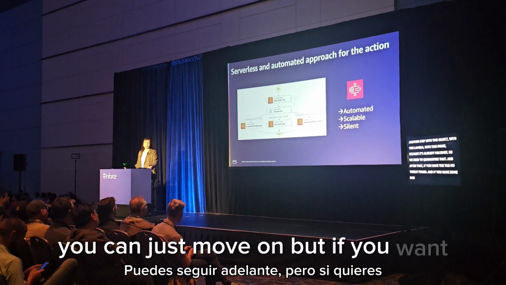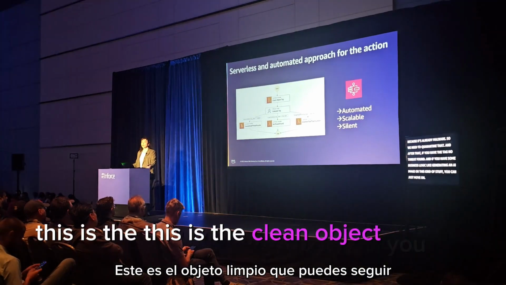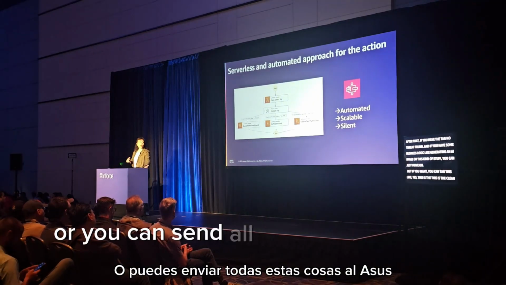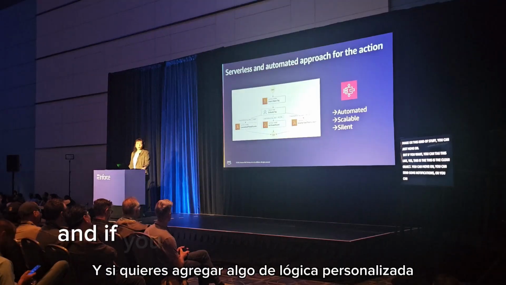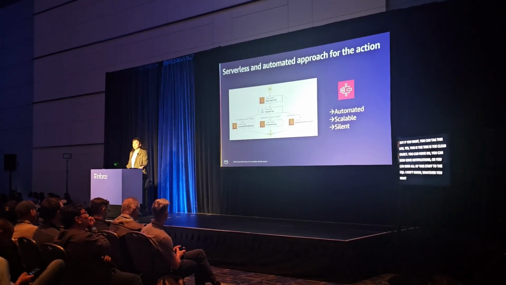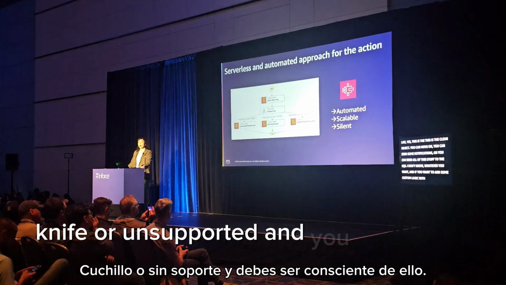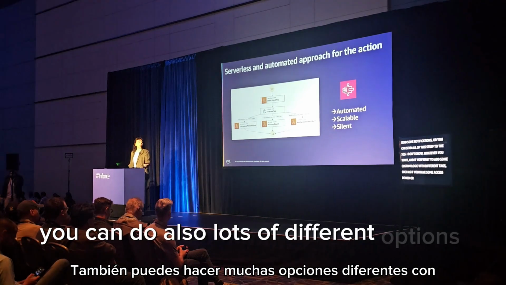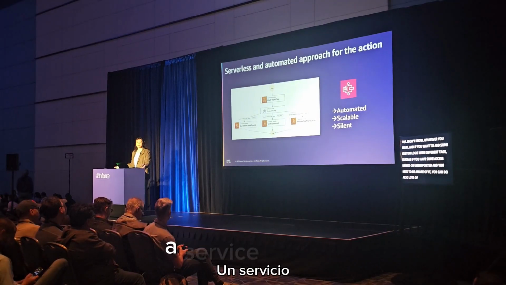But if you want, you can tag this as, yes, this is the clean object. You can move on. You can send some notifications, or you can send all of this stuff to the SQS. I don't know, whatever you want. And if you want to add some custom logic with different tags, such as access denied or unsupported, and you need to be aware of it, you can also do lots of different options with lots of Lambda, or maybe lots of different AWS serverless services.